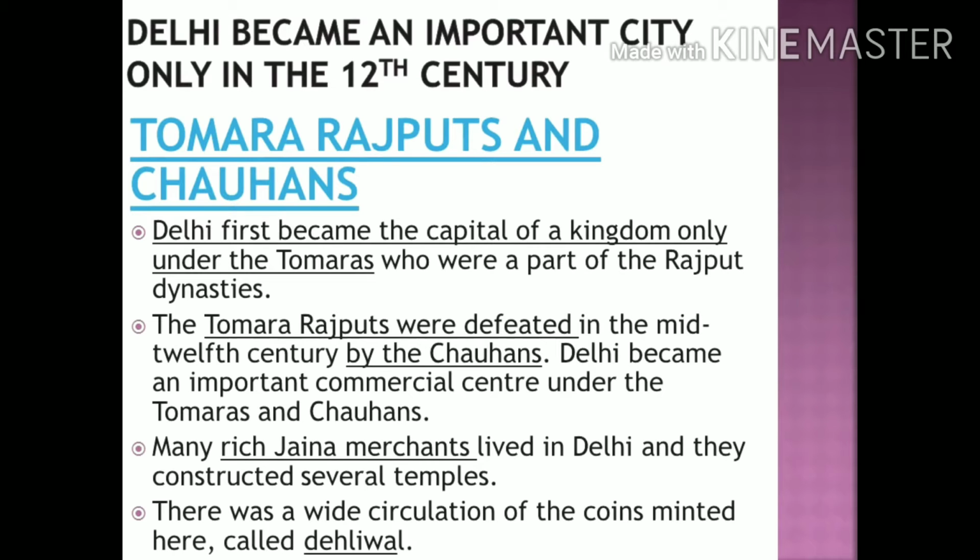So Anganpal Tomar became the first Rajput ruler to rule over Delhi, and he even built a city within Delhi that's called Lal Kot. Later on he was defeated by the Chauhans, and Prithviraj Chauhan conquered Lal Kot and renamed it Kila Rai Pithora. During the time of Tomara Rajputs, many Jain businessmen lived in Delhi and they also built big temples. And during the time of Tomara Rajputs itself, coins were also in circulation, and those coins were called Delhiwal.